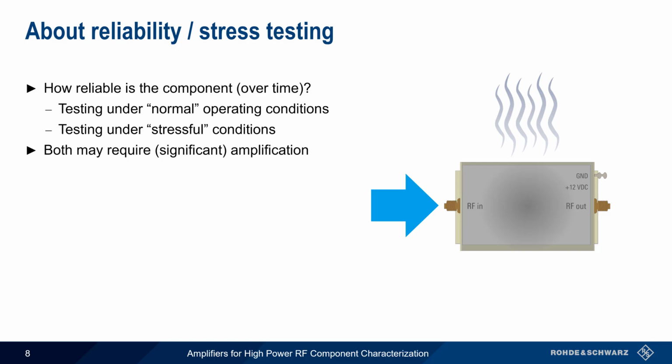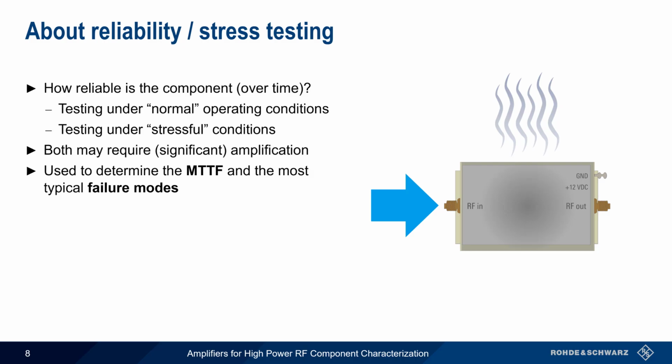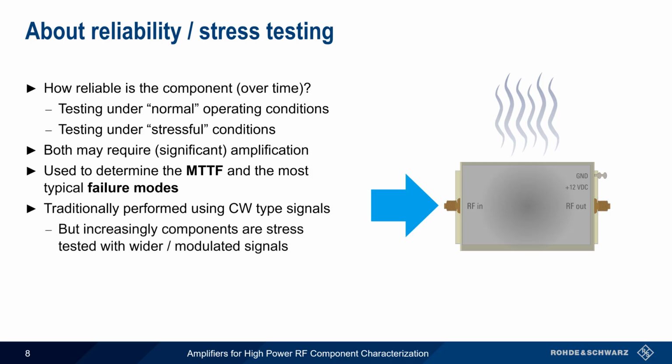Reliability or stress testing is used to determine both the mean time to failure, or MTTF, as well as the most common failure modes, that is, the cause or causes for failure in the component under test. Traditionally, reliability testing has been performed using simple continuous wave, or CW-type signals. But in recent years, the use of wider bandwidth, or modulated signals, has become more common when testing for reliability under realistic or real-world conditions.